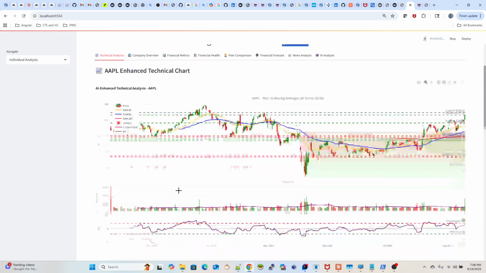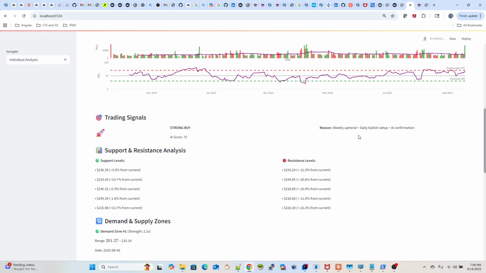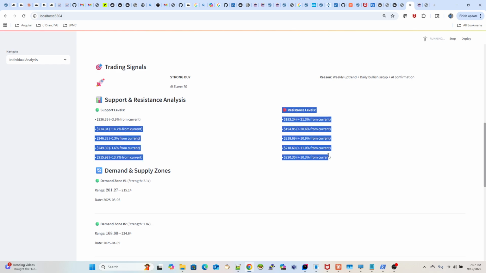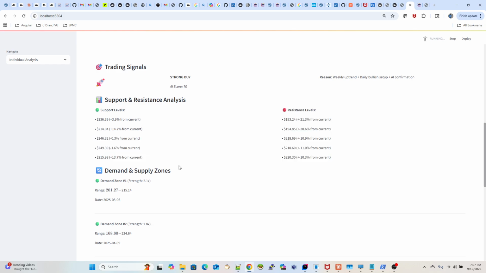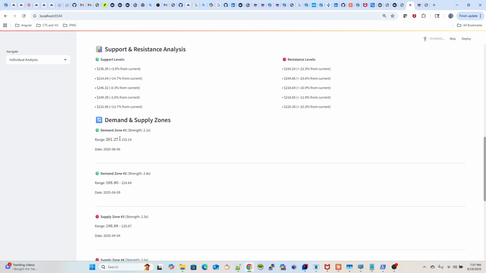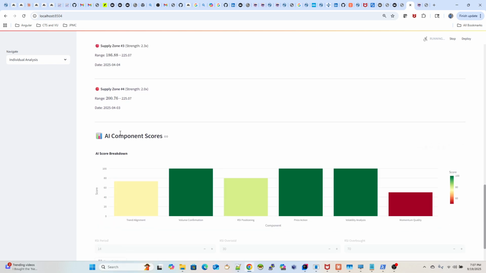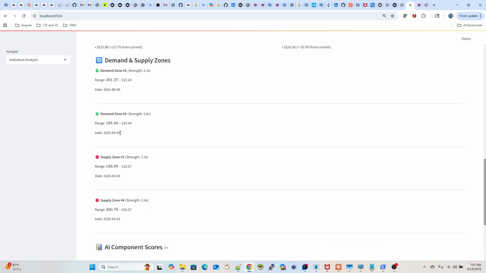And if you look at the reasons: weekly uptrend, daily bullish setups, and a confirmation. Now the beauty of this is that it will apply the different kinds of time frames, and it will tell you the possible support and resistance analysis. Here these are the set of support levels, and these are the set of resistance levels, where it can reject the price. And then there are also demand zone one and demand zone two, and supply zone one and supply zone two, the details it provides.